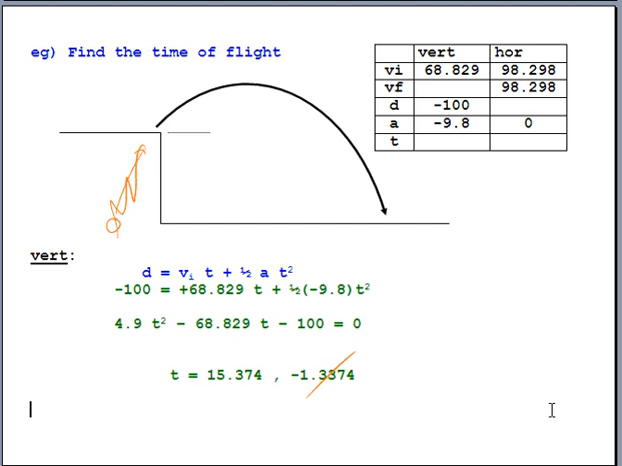And so you can fill that into the time slot in your table, right? It's going to take 15.4 seconds.